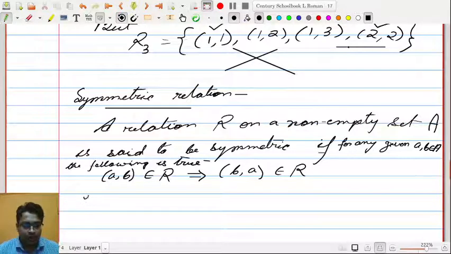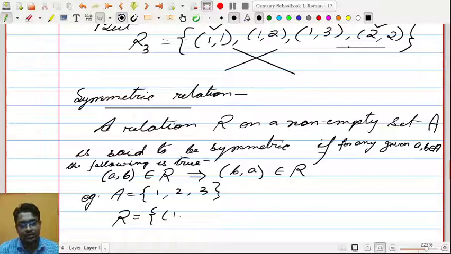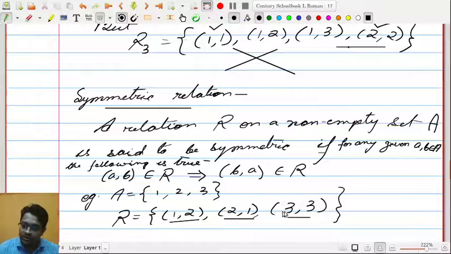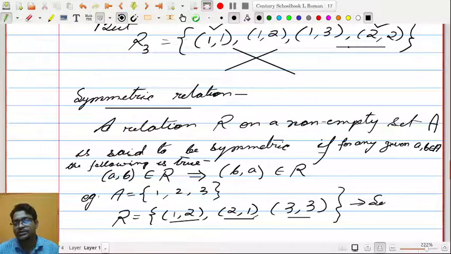So for example, if we take A equal to the set {1, 2, 3}, and I take R to be 1 related to 2, 2 related to 1, and then suppose I take 3 related to 3. So this is a symmetric relation. See, (1, 2) belongs to this relation, (2, 1) also belongs to this relation. (3, 3) belongs to this relation. You change the order, (3, 3), this also belongs to this relation. So this is a symmetric relation, right?